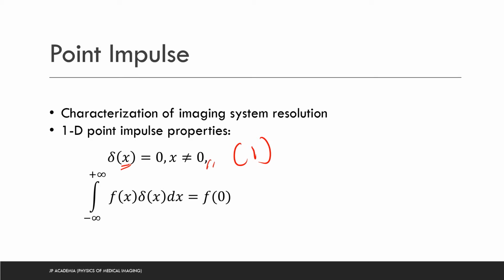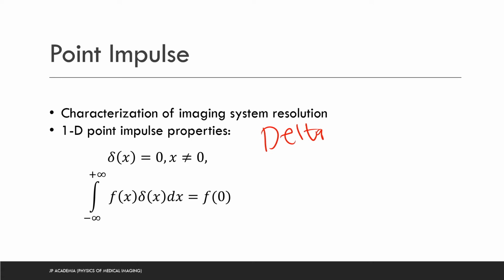And this is the second property. So the integral in all spaces of a certain function f with this independent variable x times your point impulse function dx is equal to f at x equals 0. In other references, this point impulse is also called the delta function, or the Dirac function, and the impulse function.